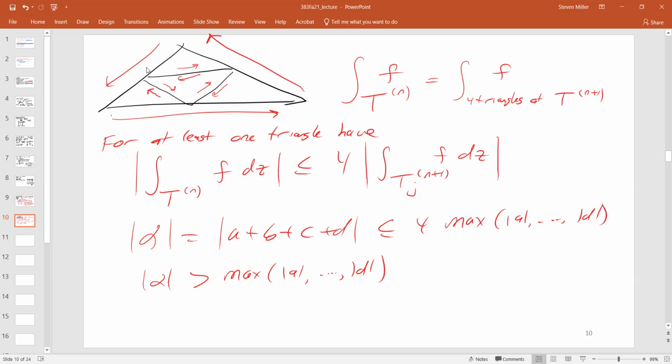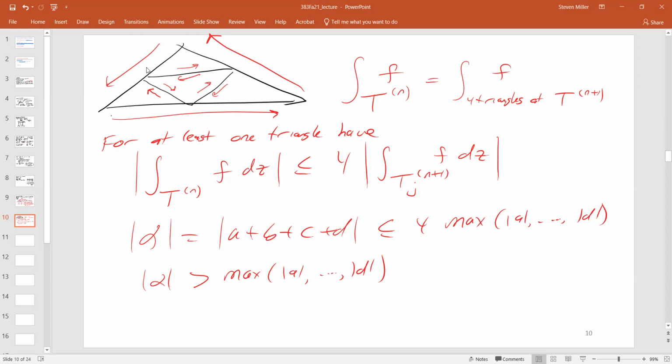So if there was no cancellation, then you would just add everything. So the worst case is to have all of them of the same phase and the same magnitude. And so we know that there has to be at least one triangle whose integral is at least 1/4 of the triangle we started with. And we can just keep iterating this down.